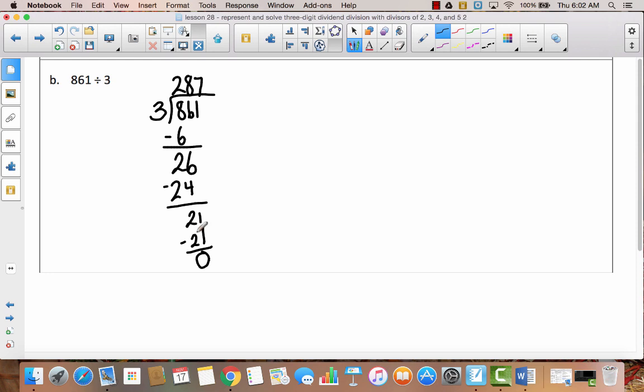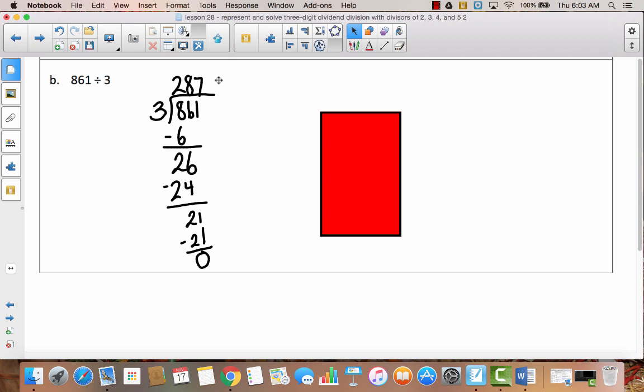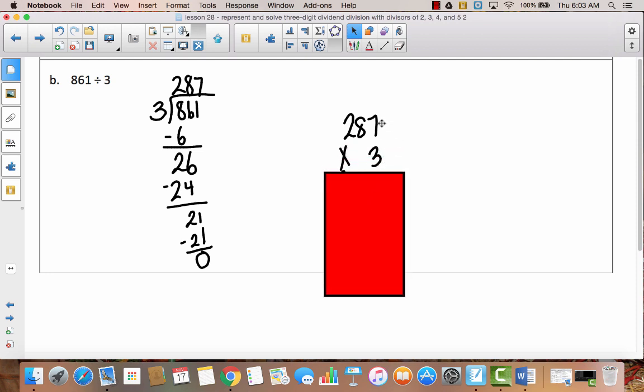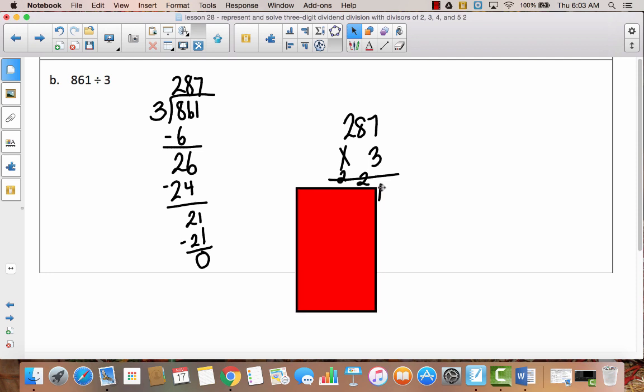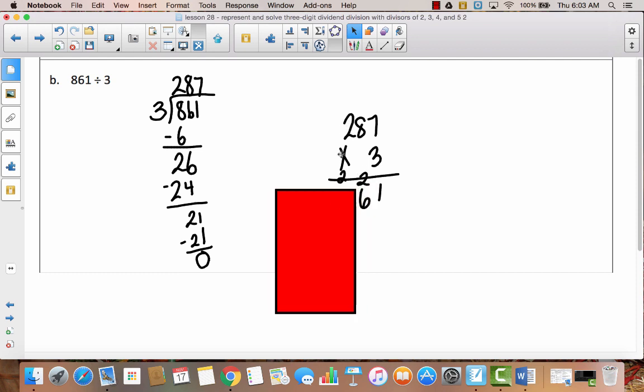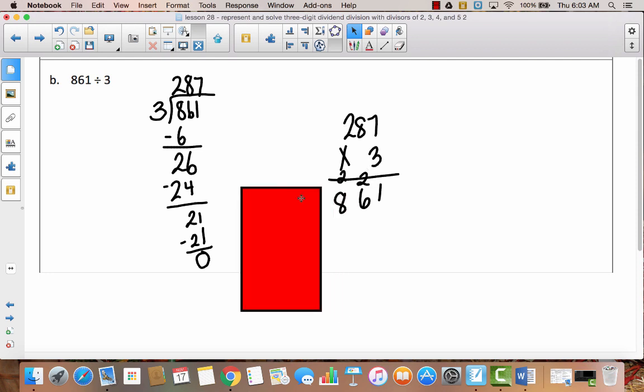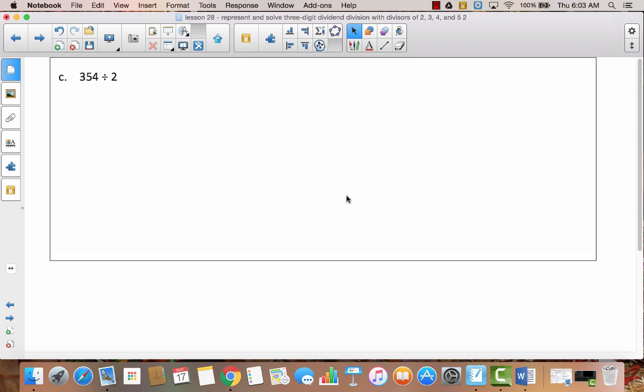I want you to check this problem all by yourself, and let's come back and see if you did it the same way I did. Okay, so when I'm checking a division problem, I always start with my quotient, which was 287. I was dividing by 3, so I'm going to multiply by 3. So I started with 7 times 3, which gave me 21. And then I did 8 times 3, which is 24, plus my 2 tens gives me 26. And 2 hundreds times 3 gives me 6 hundreds, plus 2 more gives me 861. So my dividend and my product match, so my answer must be correct.